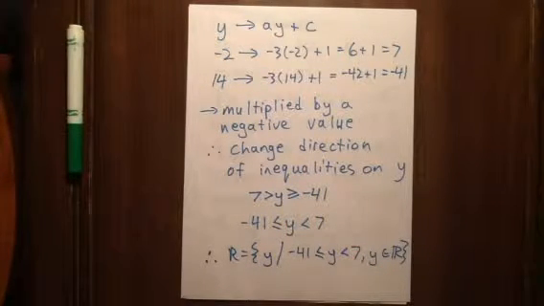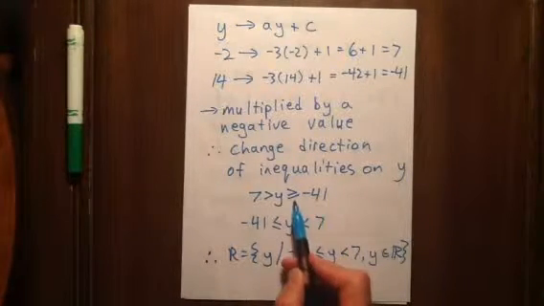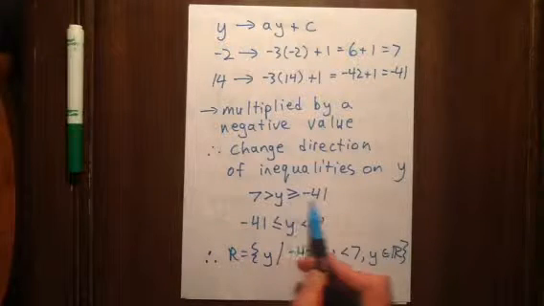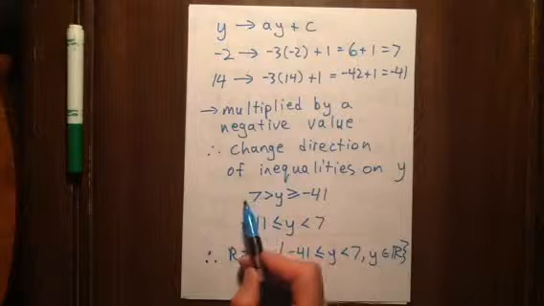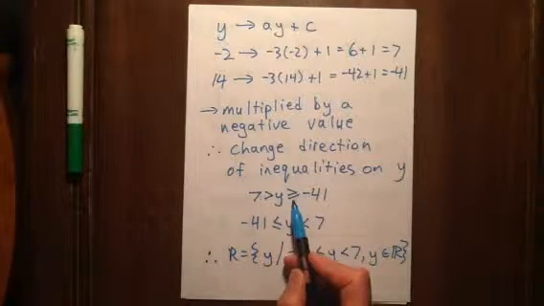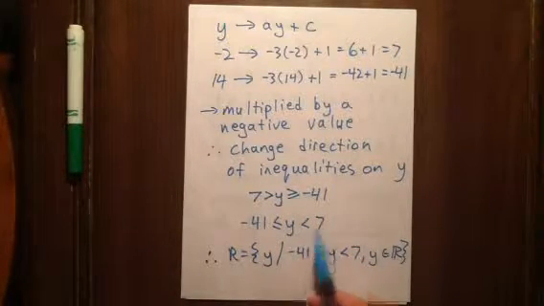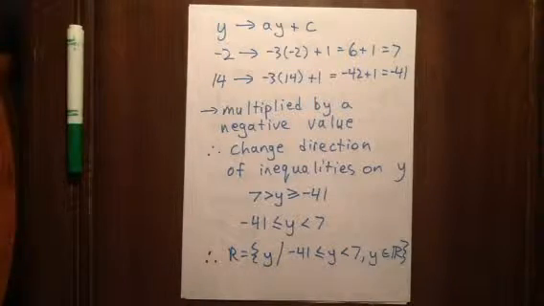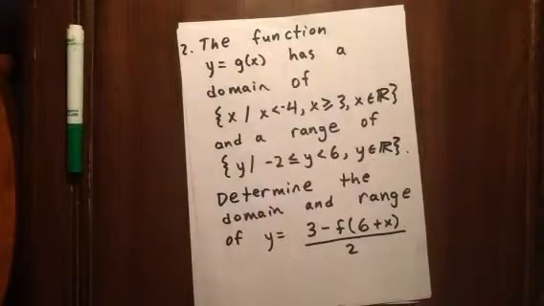But we know we usually put the smaller values first. So we'll say negative 41 is less than or equal to y. When you read it this way, it's a less than or equal to. And y is less than 7. See, when you read it this way, this isn't greater than or equal to, it's less than or equal to. So we have negative 41 less than or equal to y, less than 7. And that's our range. Okay? Alright, so moving on to the next question.